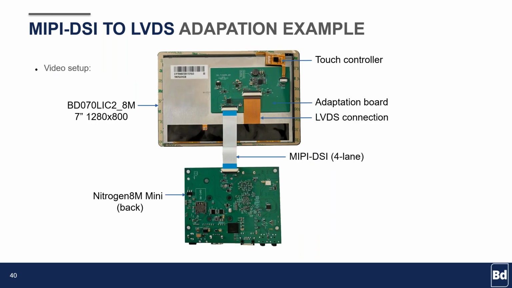Here is the picture of the setup. Once again, very easy. You simply connect the display to the Nitrogen8M Mini, and just like before, the bootloader will detect it and will set up the display accordingly, and you have nothing to do. It will recognize the display and set it up properly for the OS.